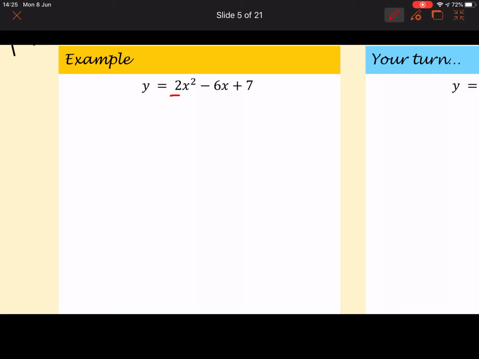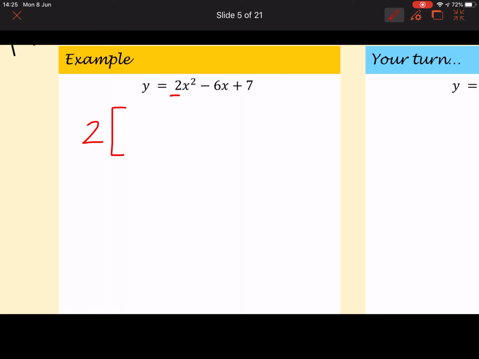So we start by just taking the 2 outside of brackets. Now I'm going to use square brackets, because in a minute I want my nice curvy brackets for my completed square. And if there's brackets within brackets, it tends to get a bit confusing, which is why we use square brackets as well.